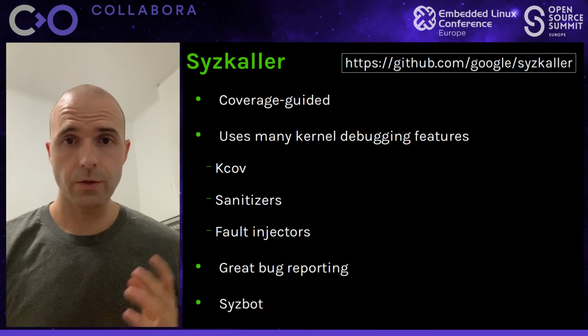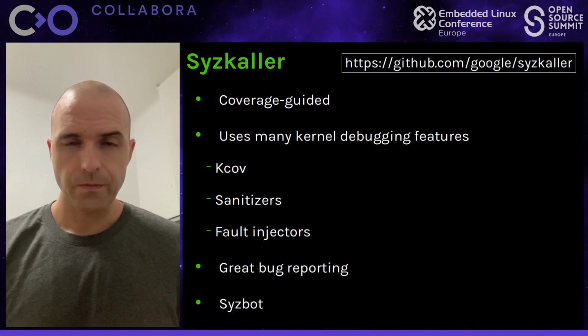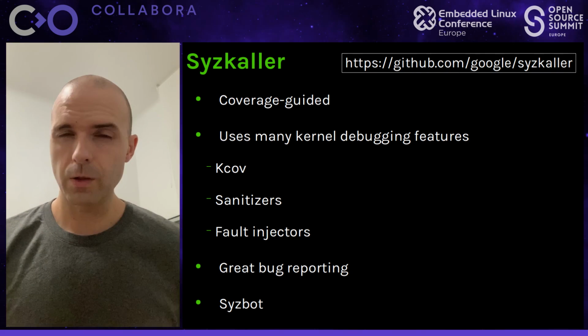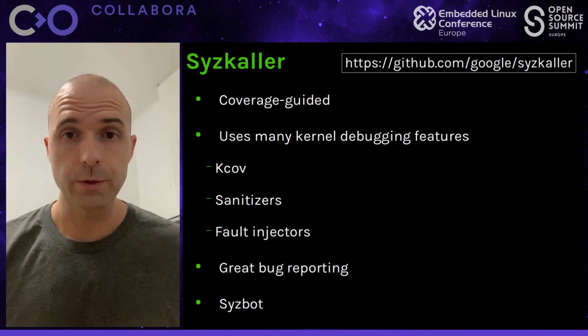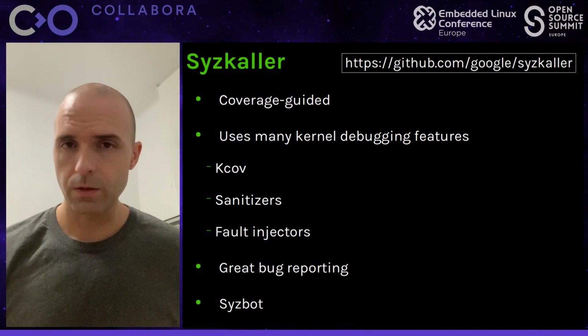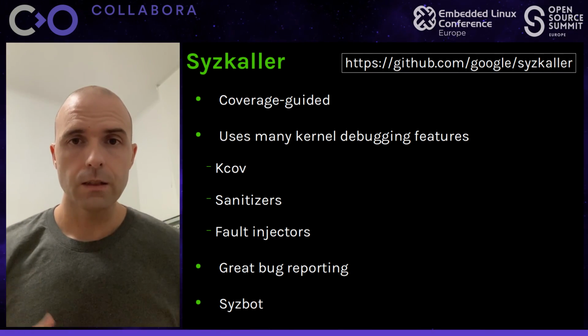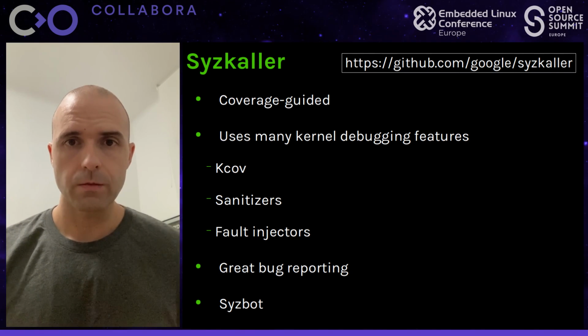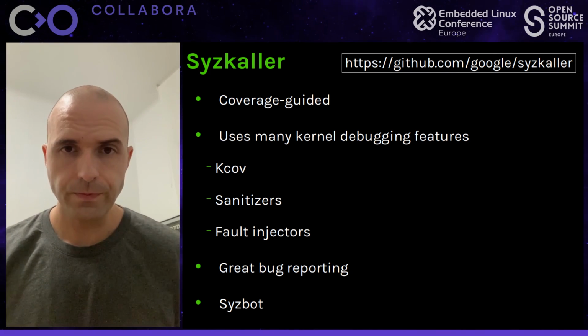Syzkaller appeared in 2016. It was written by Dmitry Vyukov, and it has become one of the most important tools to make the kernel more robust and more secure. It's a coverage-guided fuzzer. We're going to see what that means. And it makes use of many kernel debugging features to make the fuzzing process more efficient.